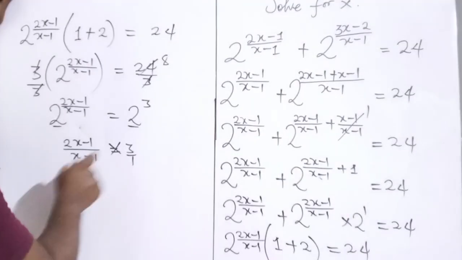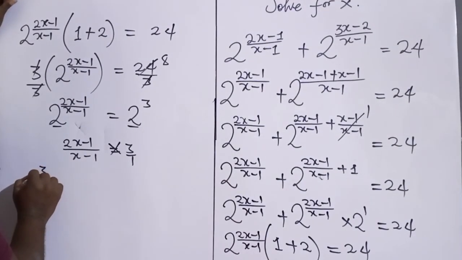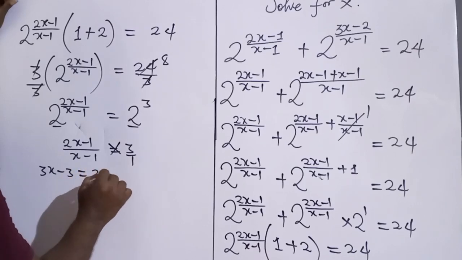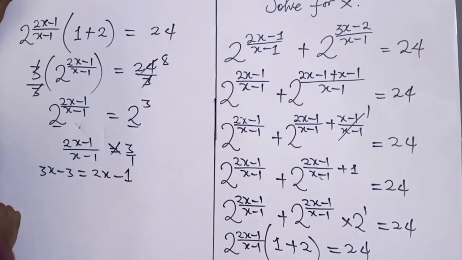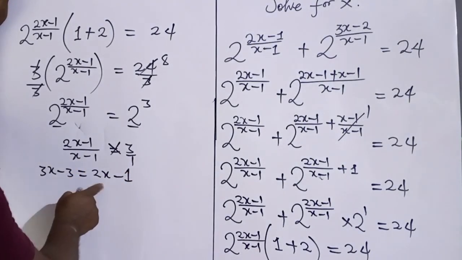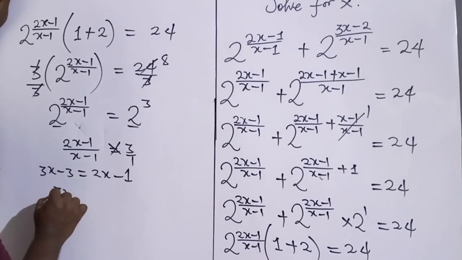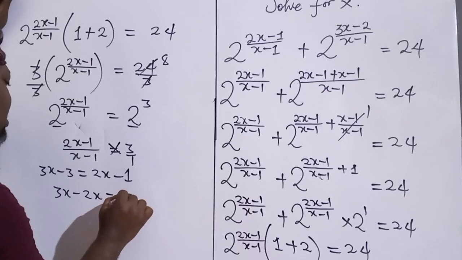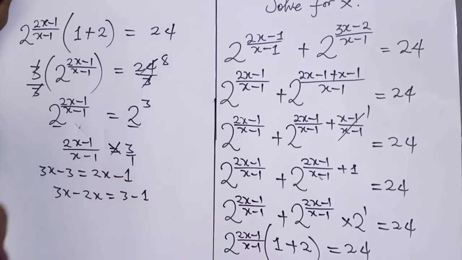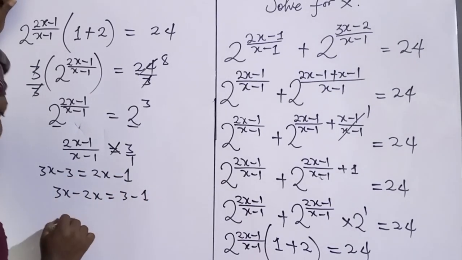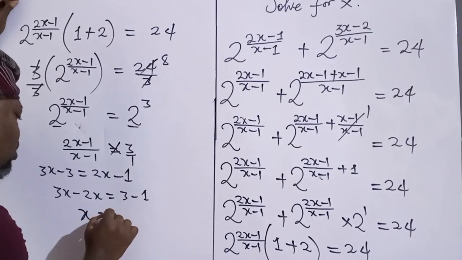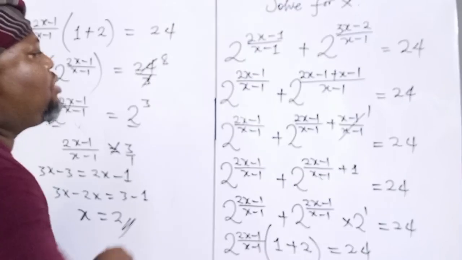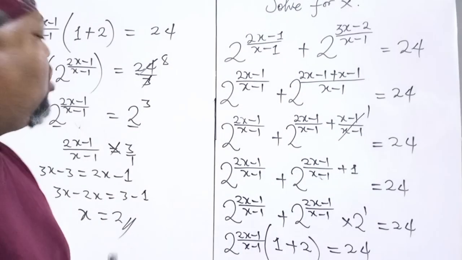I'll now be having this as 3x minus 3 is equal to 2x minus 1. I'll now take like terms, right? So I'll now be having this and this. 3x minus 2x is equal to 3 minus 1. This one on this side. So here now I'll now be having that x is equal to 2. So the value of x in this exponential algebraic function is 2.